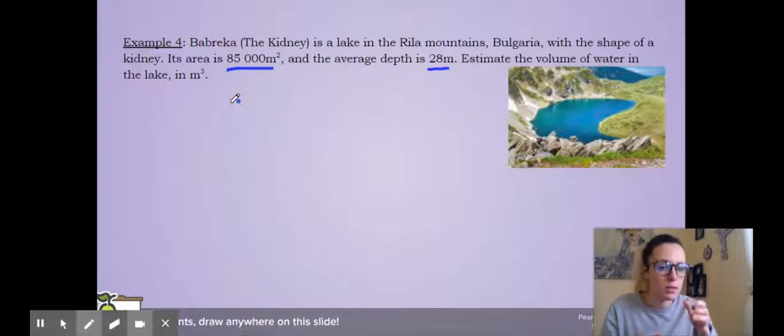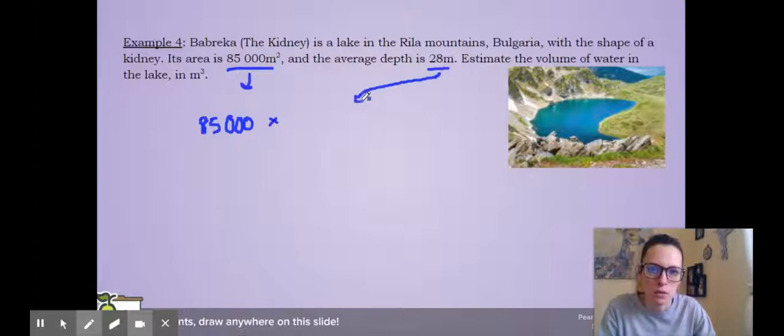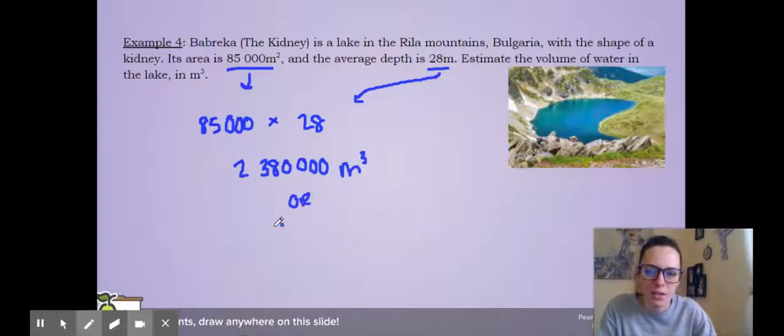So again, to use that prism formula, all we're doing is taking the area of a cross section, the 85,000, multiplying that by the depth, aka the height or the length, all the same thing. And we're getting 2,380,000 cubic meters. Or if you'd rather write it in scientific notation, 2.38 times 10 to the 6th, still cubic meters. Either way, it doesn't matter which way you write it. It's really just personal preference.